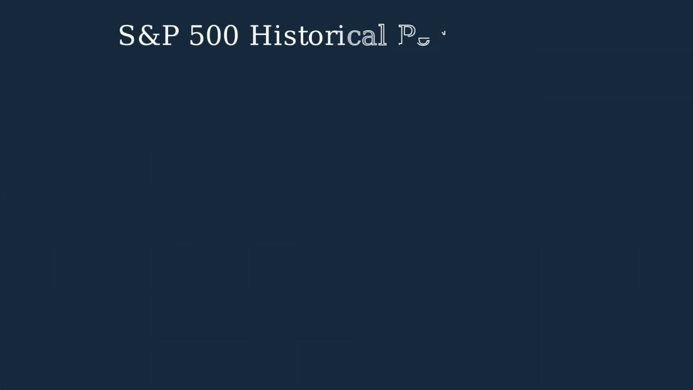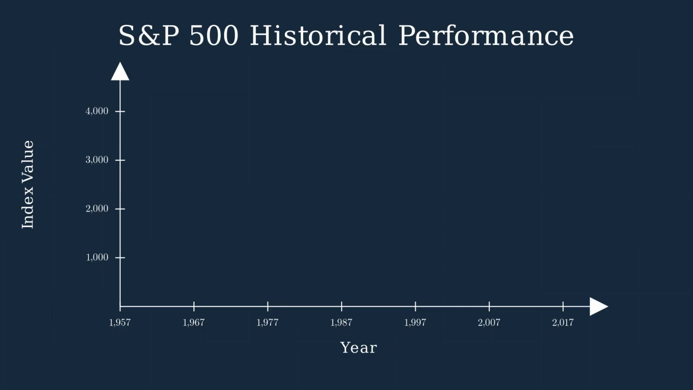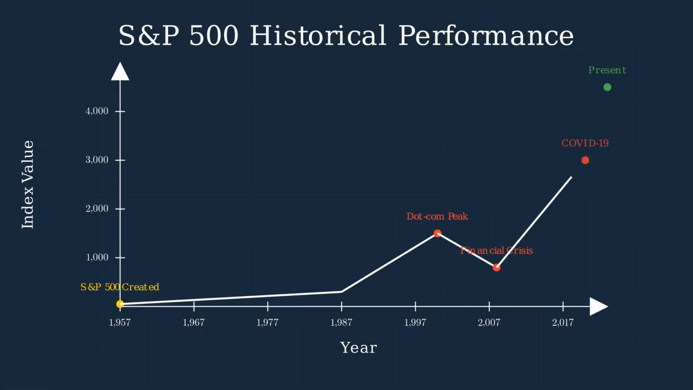Since its creation in 1957, the S&P 500 has shown remarkable growth, though with several significant downturns along the way. Starting with a base value of approximately 50 points in 1957, the index has grown to over 4,500 points by 2023, representing the tremendous growth of the U.S. economy.